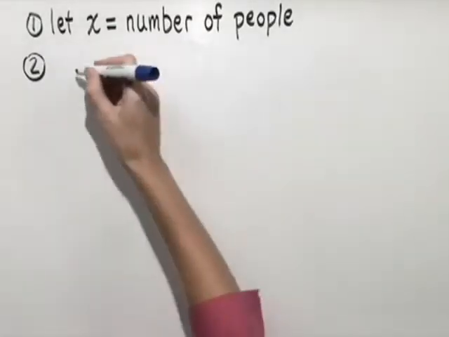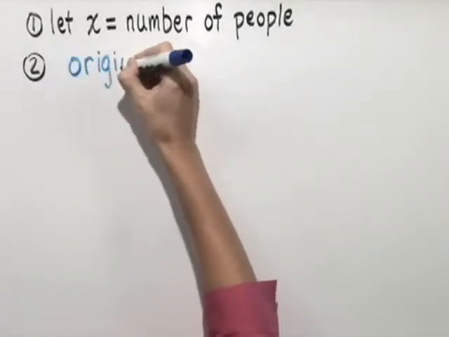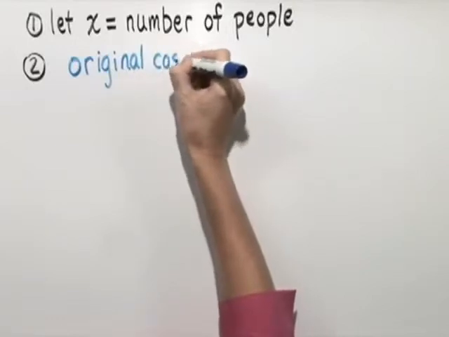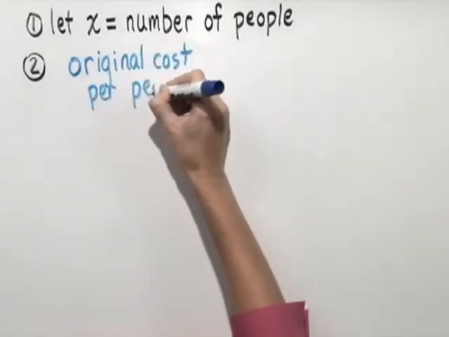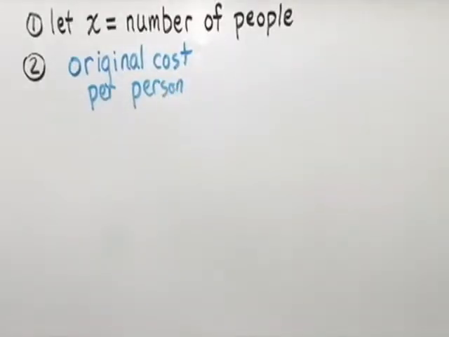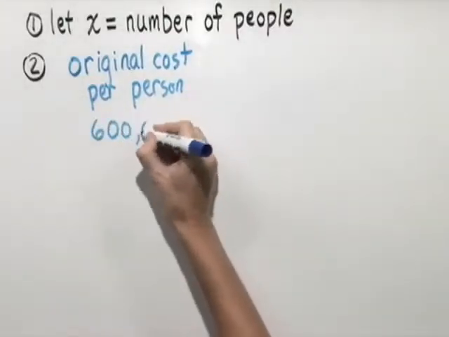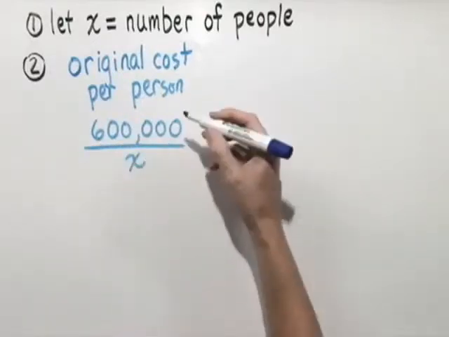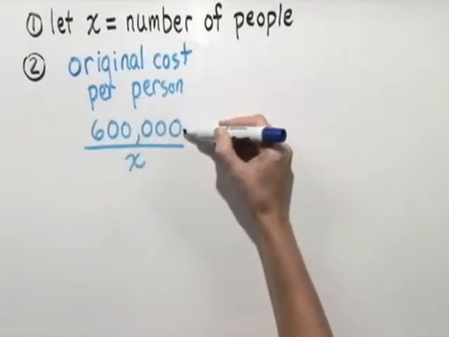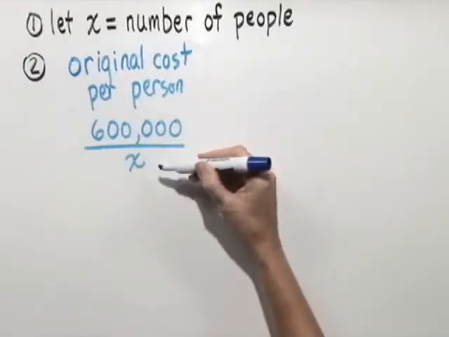We know that we have some original cost per person. And let's figure out what that is. Well, we know that the original cost for the vacation cabin is $600,000. And we know there are X people in the group. So the original cost per person should be that total cost of the cabin divided by the number of people.